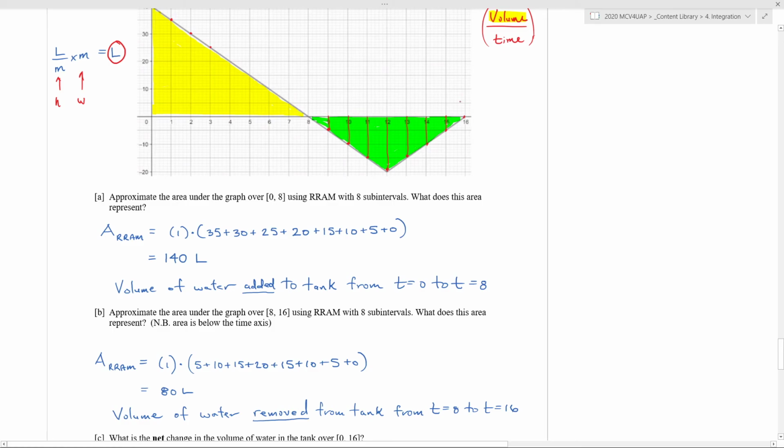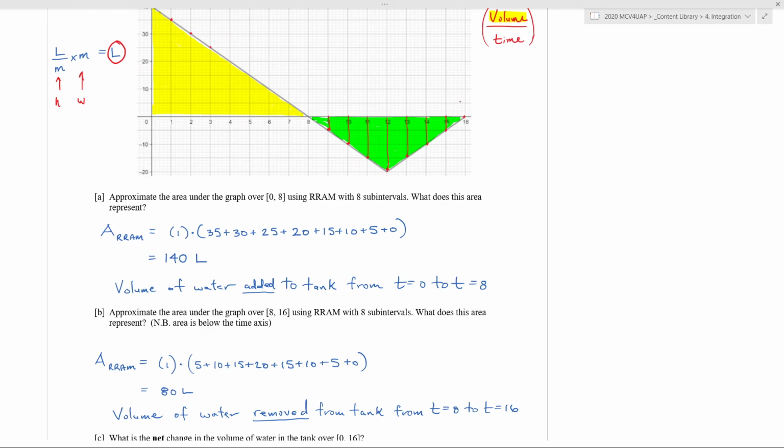Now, some of you may be asking me, why didn't I put -5 and -10 and -15? The reason is because we're finding areas. Areas are not negative. It makes no sense to say that the area of a trapezoid is -10 or the area of a rectangle is -20. So we're just using those lengths, the absolute value. So it's 10 and 15 and 20. When I add those up and multiply by 1, I get 80 liters.